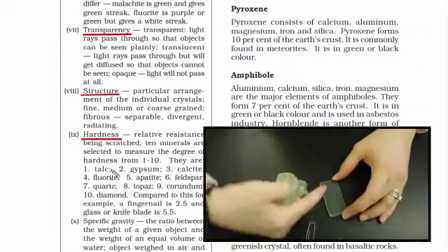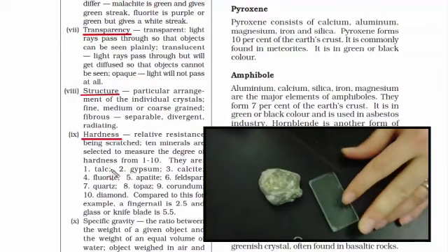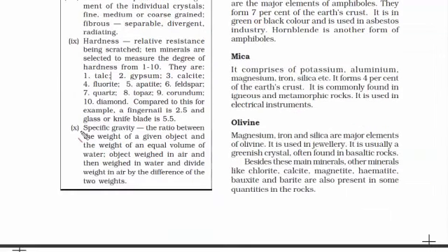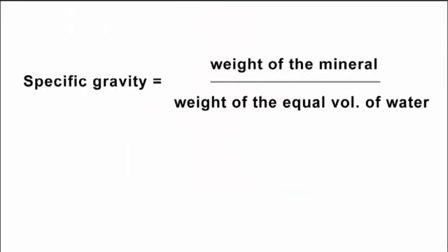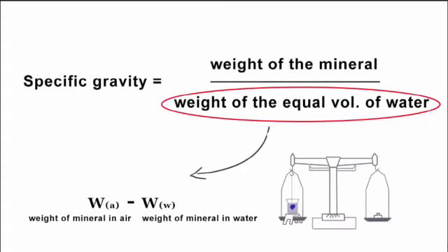Softer minerals can be scratched by harder minerals because the forces that hold the crystals together are weaker and can be broken by harder minerals. The last property is specific gravity. Now, specific gravity of a mineral is a comparison or ratio of the weight of the mineral to the weight of an equal volume of water. The weight of the equal volume of water is found by finding the difference between the weight of the mineral in air and the weight of the mineral in water.